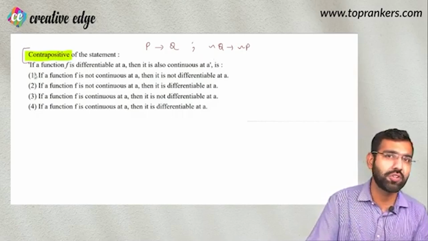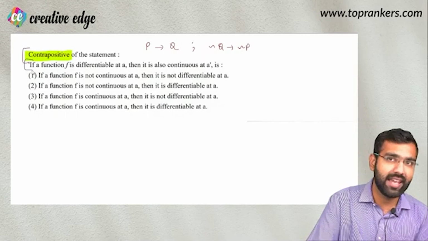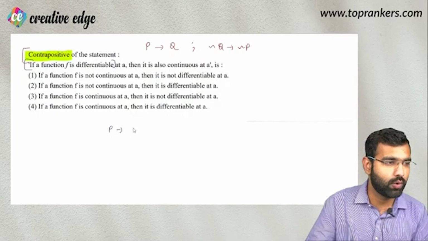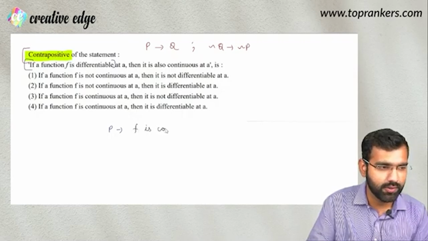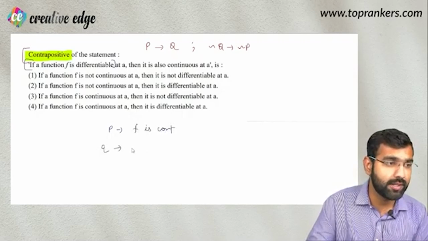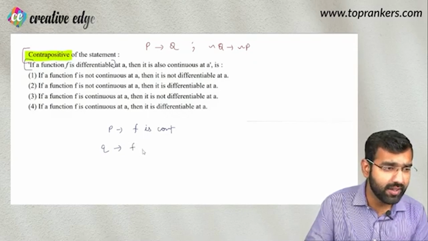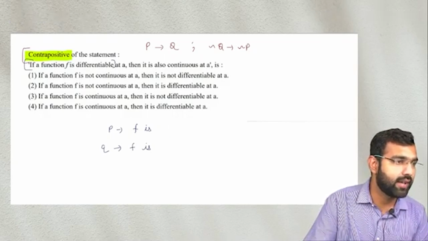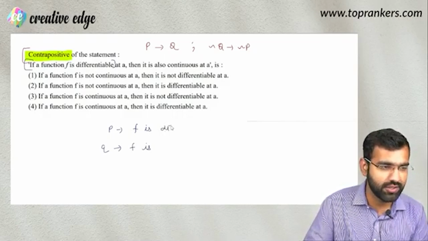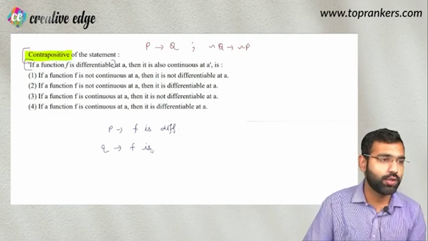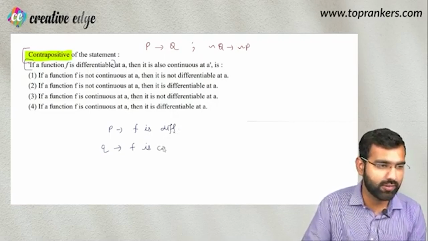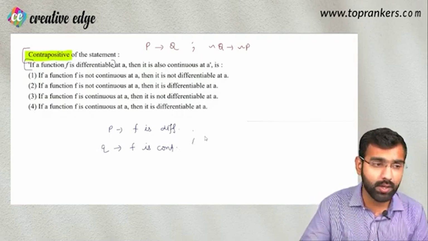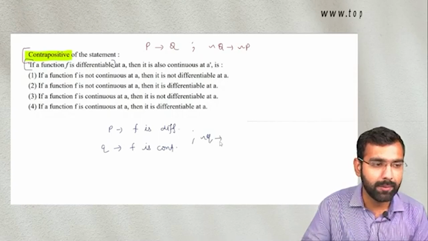And on this basis, if I try this question, what are we given? If a function f is differentiable at a, then it is also continuous at a. So p, what is p? P is f is continuous, right? And what is q? Q statement is, then the function f is differentiable. I'm really sorry, I wrote it the wrong way around, so I'm just rewriting it. It says if a function is differentiable, so f is differentiable, that's your statement p. And what is your q statement? Then it is also continuous at a. So f is continuous. These are two statements. So if p implies q, these are the two statements, then its contrapositive will be negation of q will imply negation of p.